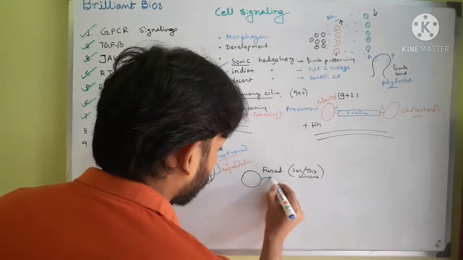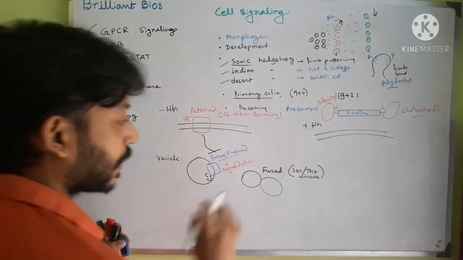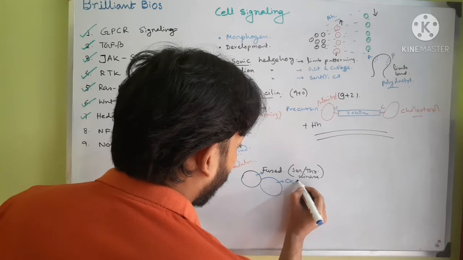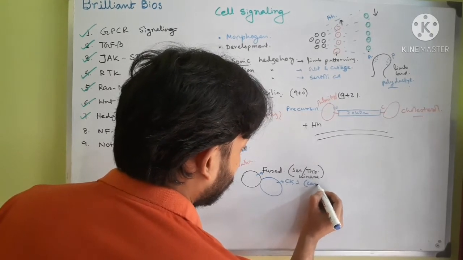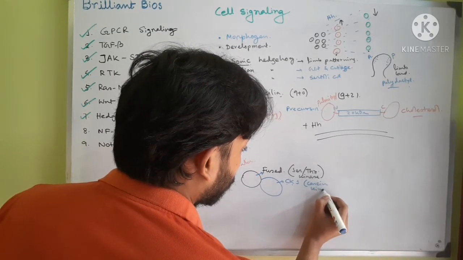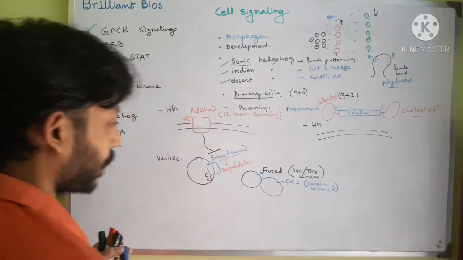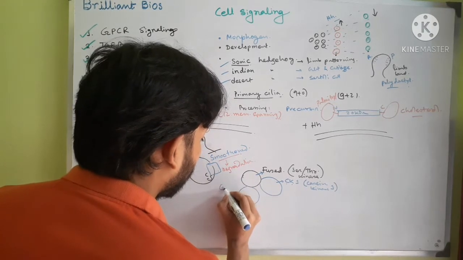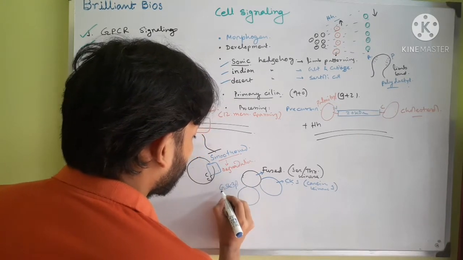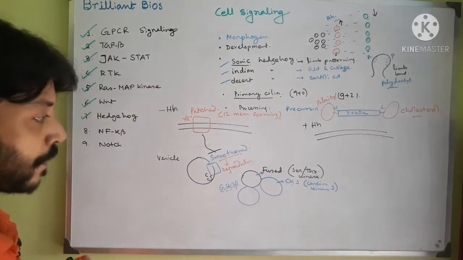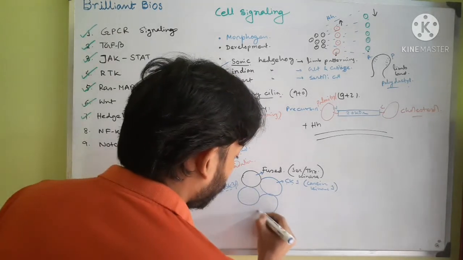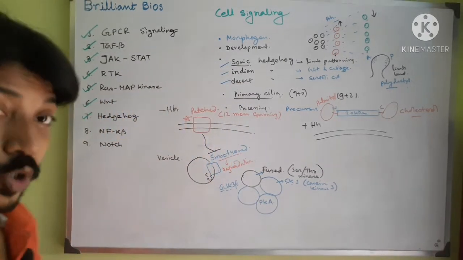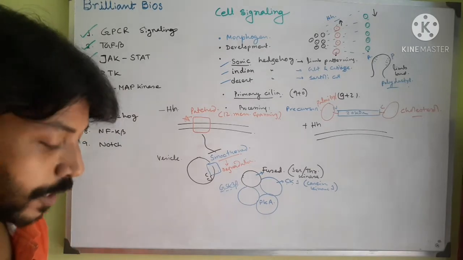These proteins actually associate with each other. Maybe this is the fused, maybe this is the CK1 casein kinase enzyme. This is also a kinase enzyme. There are so many kinase enzymes present. Let's suppose there is another kinase enzyme, you can call it GSK3 beta, that means glycogen synthase kinase 3 beta. There is another kinase enzyme that is called PKA. Let's suppose this is a PKA enzyme. Not only that, there are so many proteins also involved.